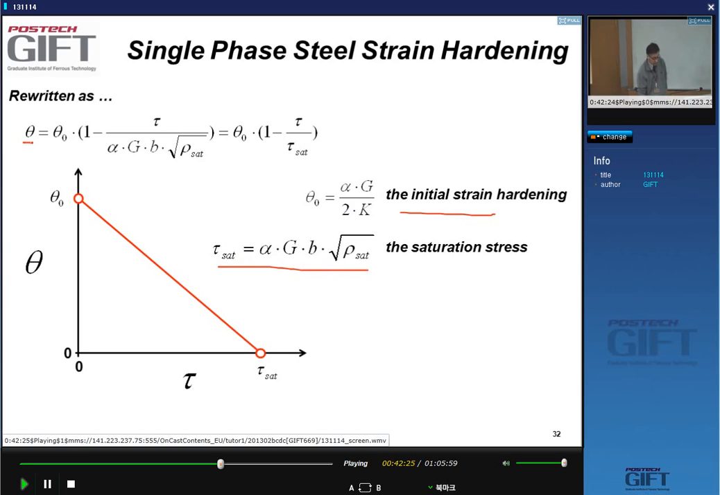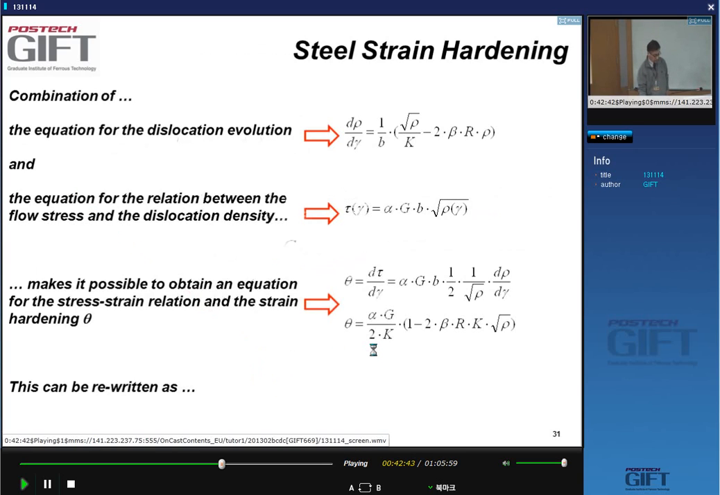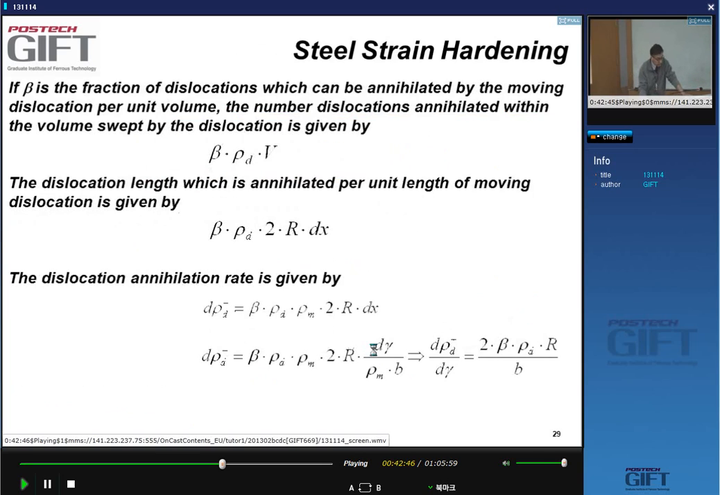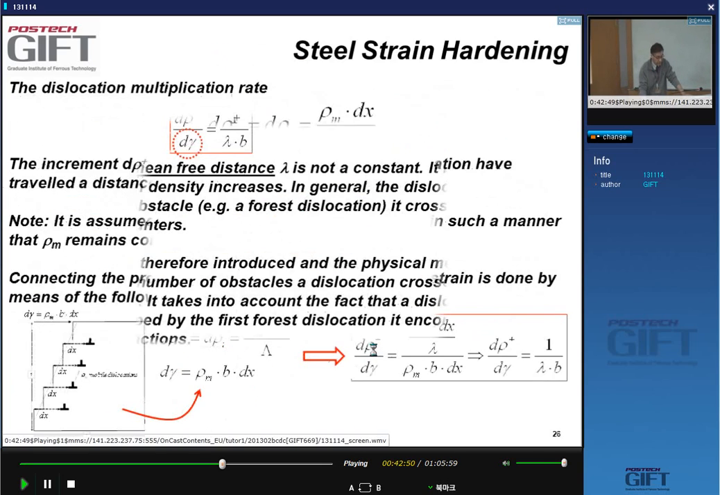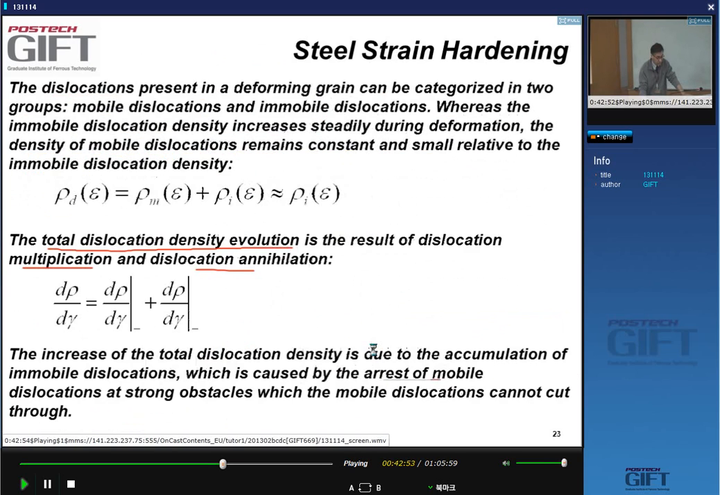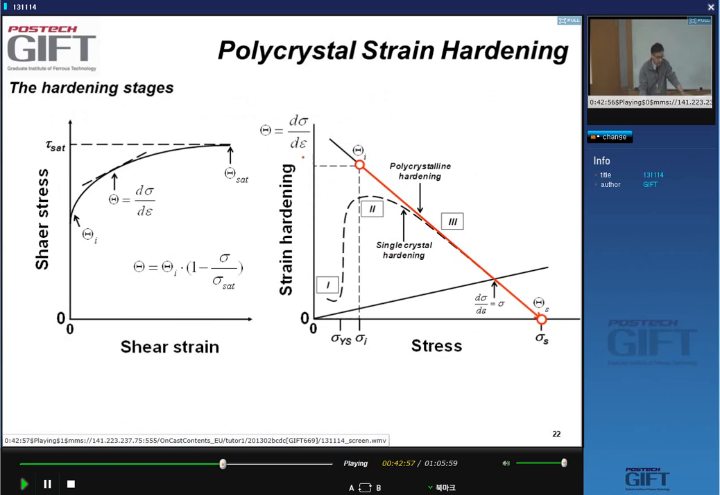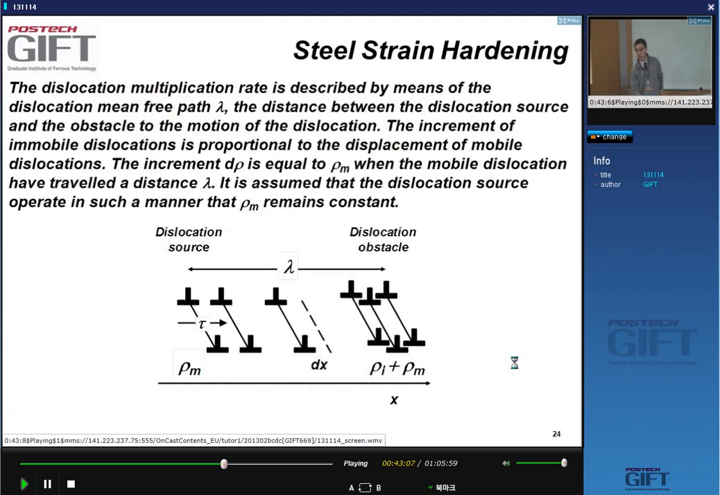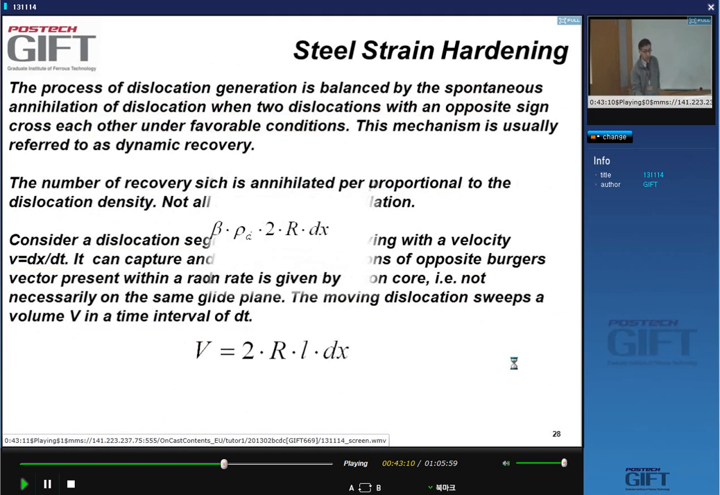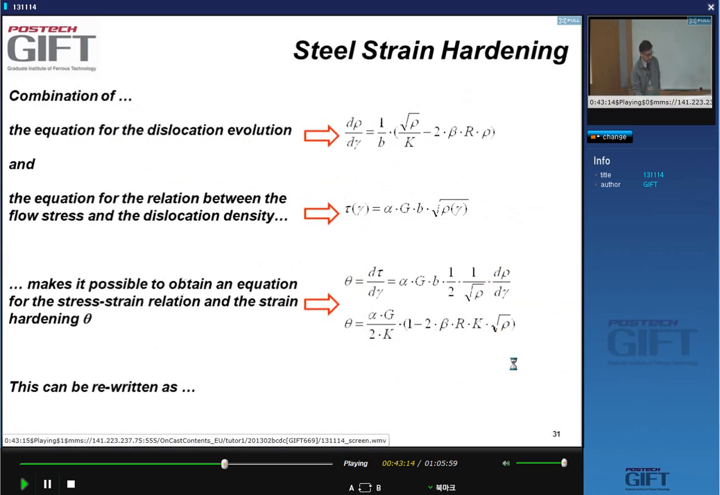So I can plot this strain hardening as a function of the shear stress, and it's basically a straight line that goes from theta 0 to tau saturation. And that's exactly, if I go back a few slides, from last time, exactly the relationship that I had predicted for polycrystalline steel. All right, so that's a nice result to have.